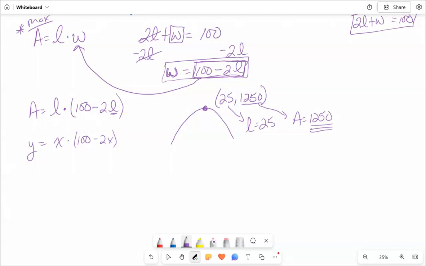Well, I need to know the dimensions. So if the length is 25, then to figure out the width, we can go back right here to my secondary equation. If 25 is plugged in for L, 2 times 25 would be 50. 100 minus 50 is 50. So the width would be 50. So I get my maximum area whenever I have dimensions of 25 by 50.